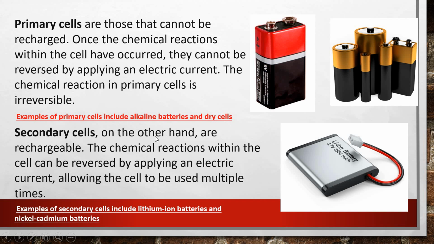Secondary cells are rechargeable cells. Why? Because the chemical reactions that produce the electricity are reversible. So all that is needed is to connect electricity, direct current, in opposite direction to the current it supplies, and then that would charge the battery, and then it becomes recharged. It can be used over and over again. Examples are the popular lithium-ion battery that is used in mobile phones and electric vehicles, and then nickel cadmium batteries.